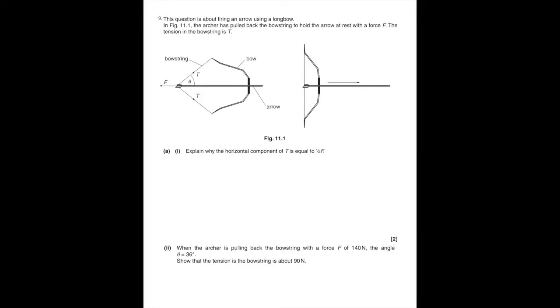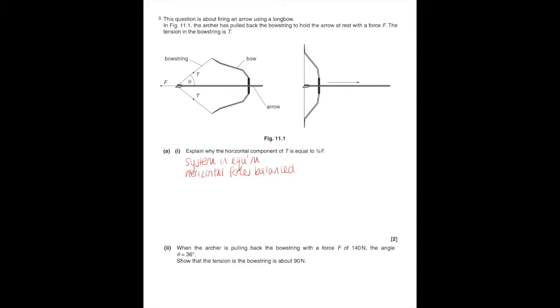Back to looking at components of forces. So explain why the horizontal component of T is equal to half F. The key thing here is your first mark is for identifying that we have got a system in equilibrium. That's one way of saying it. The other way of saying it is that we know that our horizontal forces must be balanced, because that's the same thing.